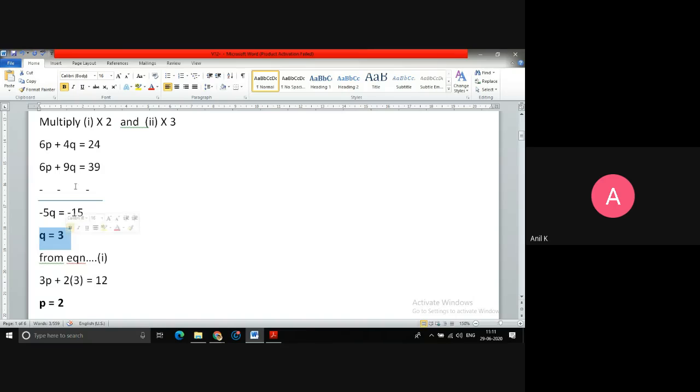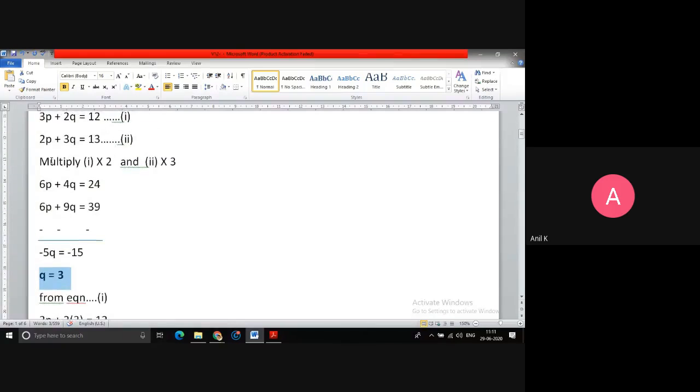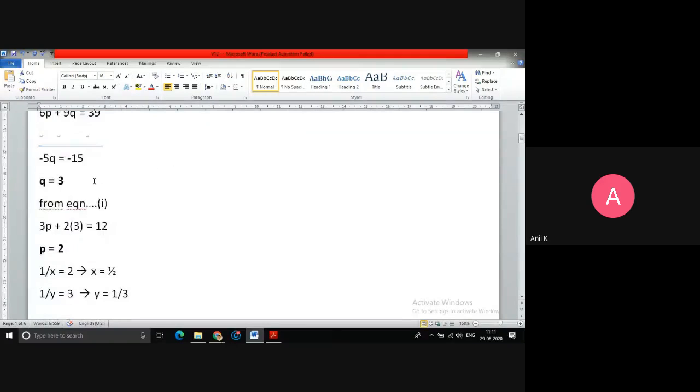After getting the Q value, substitute the Q value in either equation 1 or equation 2. Anywhere you can substitute, any one equation out of these two. So from equation 1, I have 3P plus 2 into, in place of Q, I have to replace 3. So 3P plus 2Q equals 12. If I simplify this one, 2 times 3, just 6 will come here. If I bring 6 to the right hand side, it will become minus 6. 12 minus 6 is 6. You have 3P equals 6, then the P value is going to be 2. I have written here the direct step. You can take pen, paper and solve it.